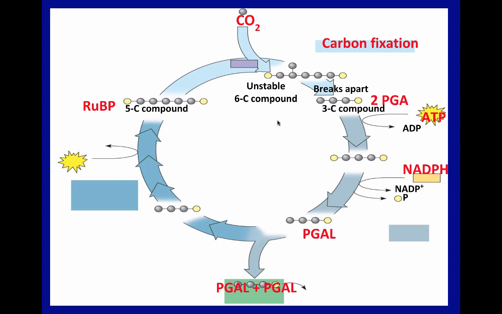So the PGAL that we form here, and I'm not worried about how many, but just know that the plants make a lot of this. And so 2 of those molecules can exit the cycle to become glucose, and the rest of it goes back to make more RUBP. So the Calvin cycle, you might want to stop and rewind and listen to that explanation again.